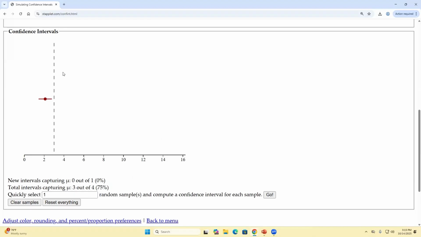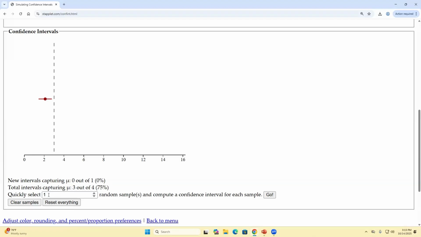So now we know that the green confidence intervals are the ones that are hits. Those are the ones where the population parameter that we're trying to estimate is within the interval. The red ones are misses. Those are the ones where the population parameter is outside of the interval and we were unsuccessful.